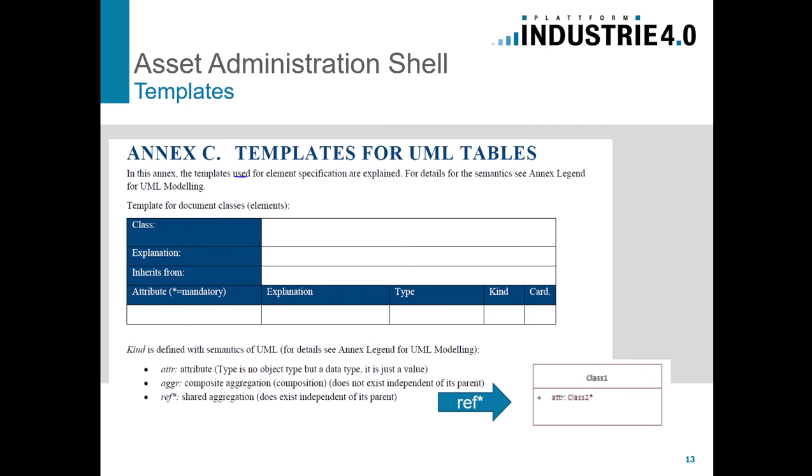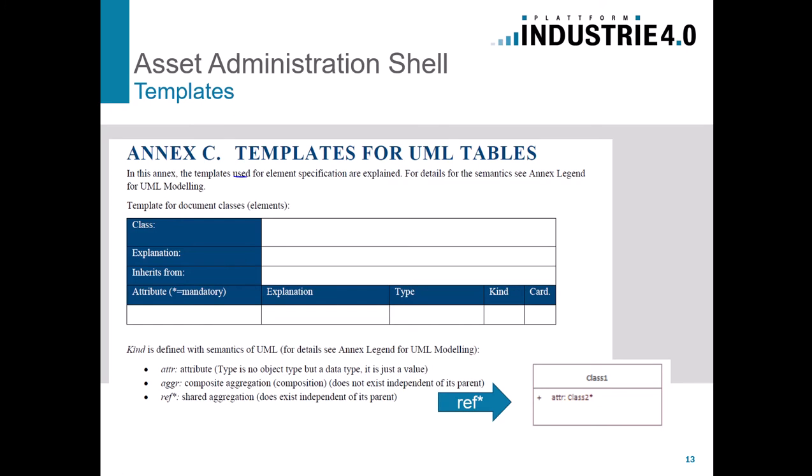You will also find in the specification in Annex C an explanation of the templates used in the specification for explaining all these classes, attributes, and relationships. Here again you find a column kind, and these are the three values for kind. Ref with a star behind means, again, that this is an important representation. If there is a star, it means that it is a reference as explained before, and I will explain it in detail in some minutes.